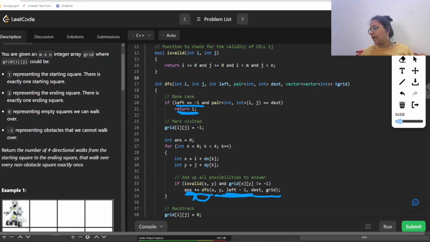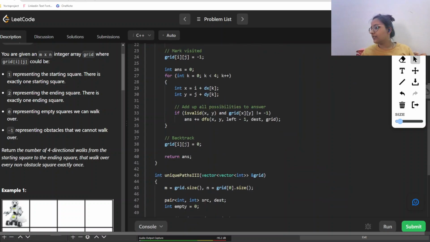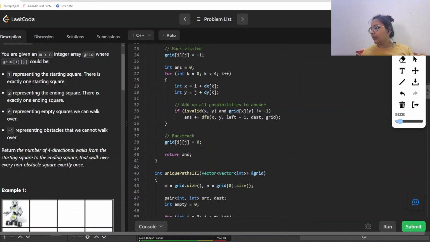So that's the thing. And at the end, we are required to backtrack to check for all the possibilities. So that's why we are making that particular grid of i j equal to 0 again after traversing in all 4 directions and after having that DFS. And then at the end, we are returning the answer. So this is all we are required to do in this particular question.